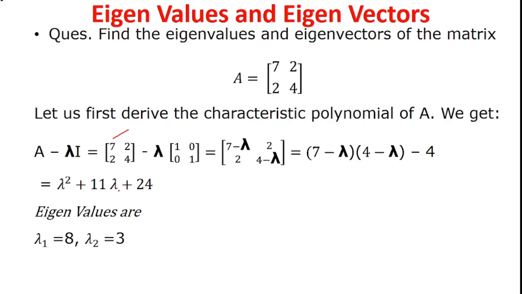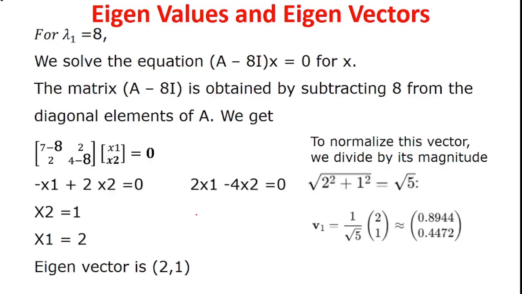And if you simplify, you will get the characteristic equation as lambda square minus 11 lambda plus 24, which is equal to 0. If you take the roots, you will get two values: lambda 1 equal to 8 and lambda 2 equal to 3. For lambda 1 equal to 8, we need to replace lambda with 8 in A minus lambda I, so A minus 8I, times x, is equal to 0.